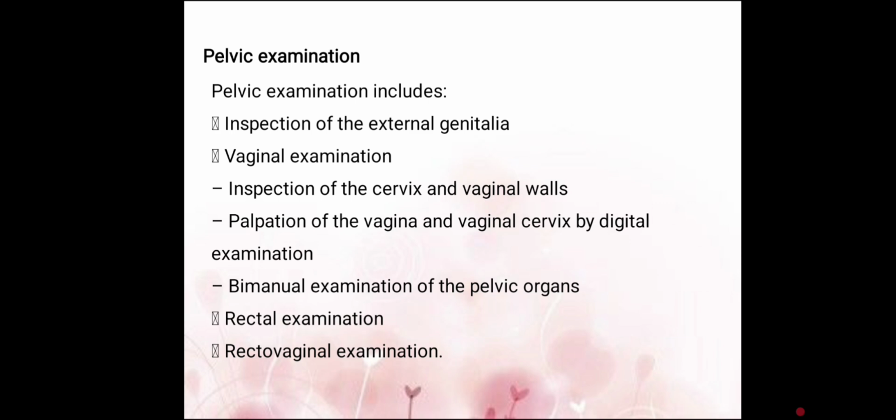After abdominal examination, we proceed to pelvic examination, which includes inspection of the external genitalia, and inspection of the cervix and vagina as a part of the internal genitalia, followed by digital vaginal examination, palpation of the vagina and cervix by digital examination. Then bimanual examination, one hand vaginally and the other abdominally. Rectal and rectovaginal examination if necessary.